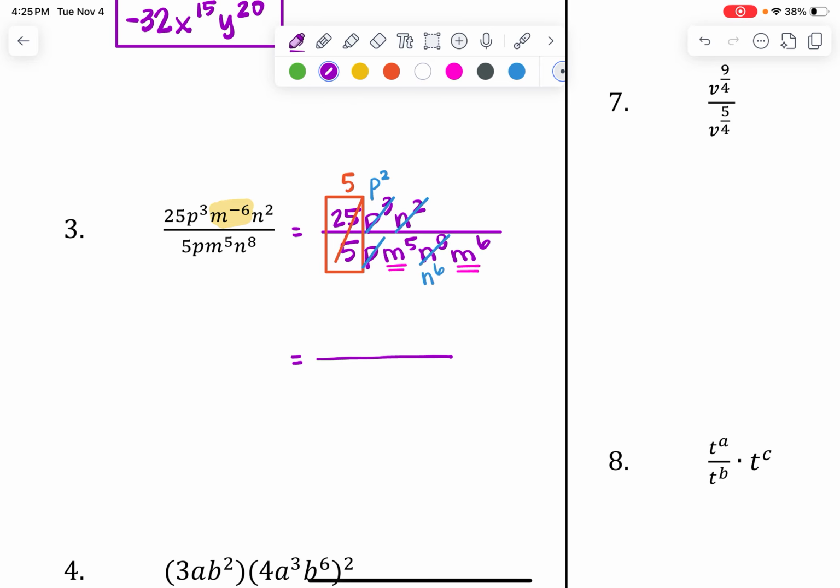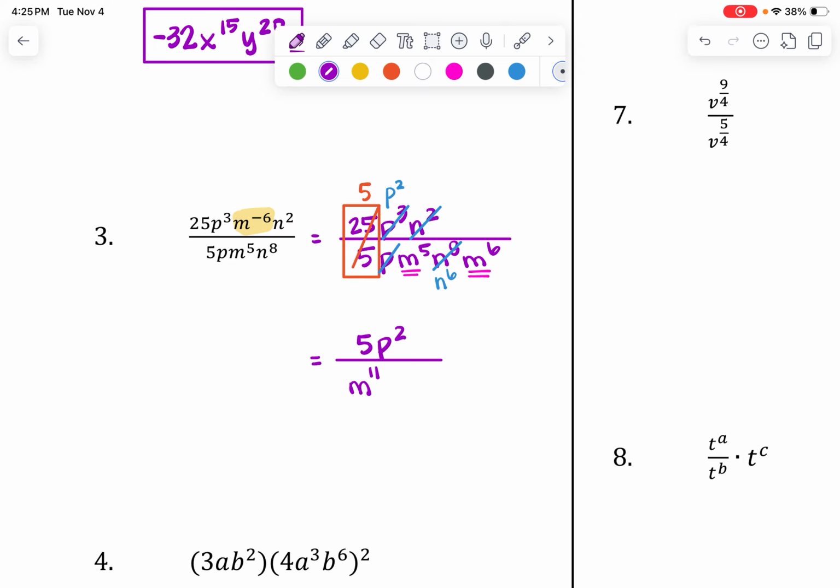Okay, so let's talk about what we have left. We have 5 because of the 25 divided by 5. We have p squared left on top. And on the bottom, we have the m's, but I have 11 total m's because I'm adding the 5 plus the 6, since we're merging the m's together. And then we have the 6 n's, so n to the 6th. And that is our final answer after we clean up all the mess.